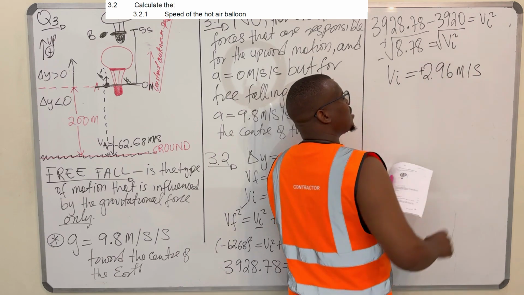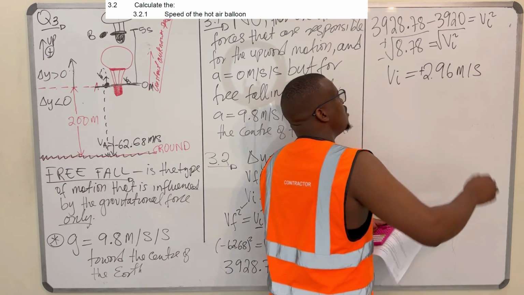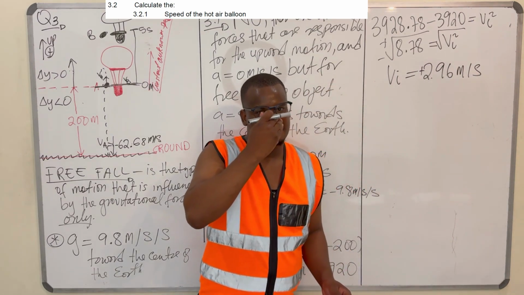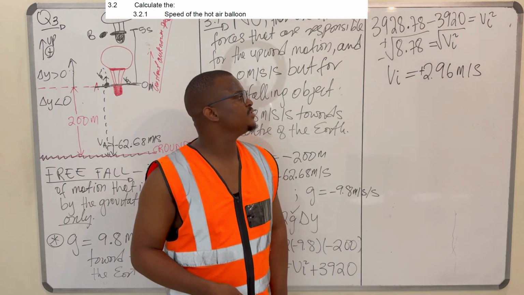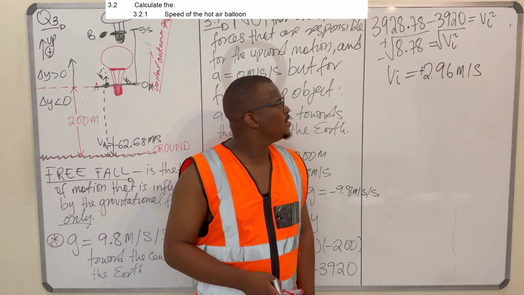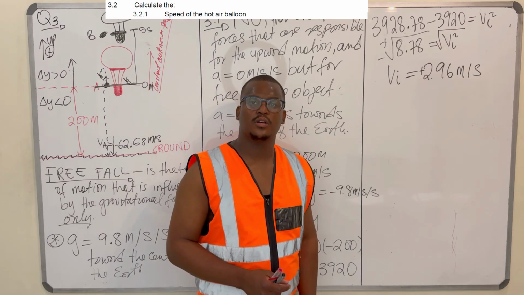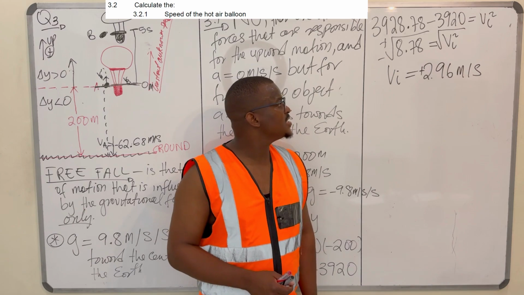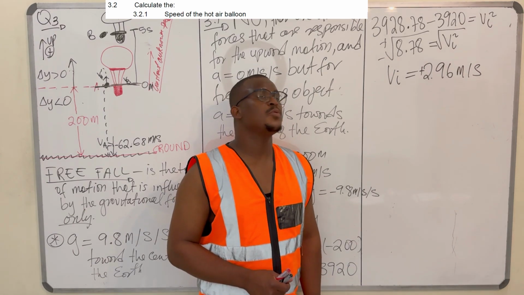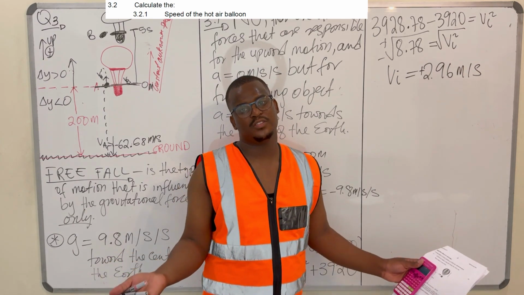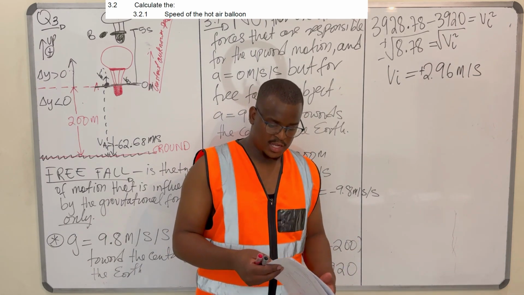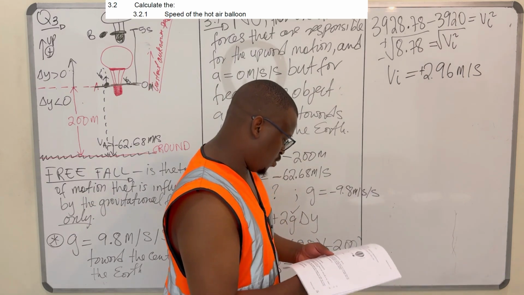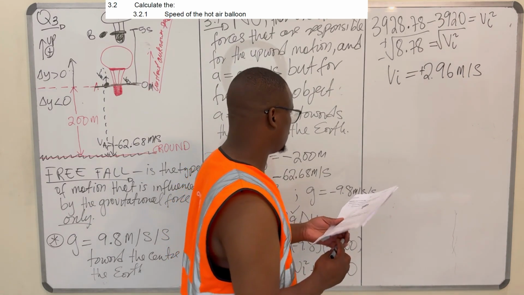This is the speed that they want, but if you want to make it a velocity, you can just say upwards. So the speed of this thing is positive 2.96 meters per second. And the velocity, you can say positive 2.96 meters per second upwards. They only wanted the speed, so I can leave it there. Right? No problem. So we move to 3.2.2.